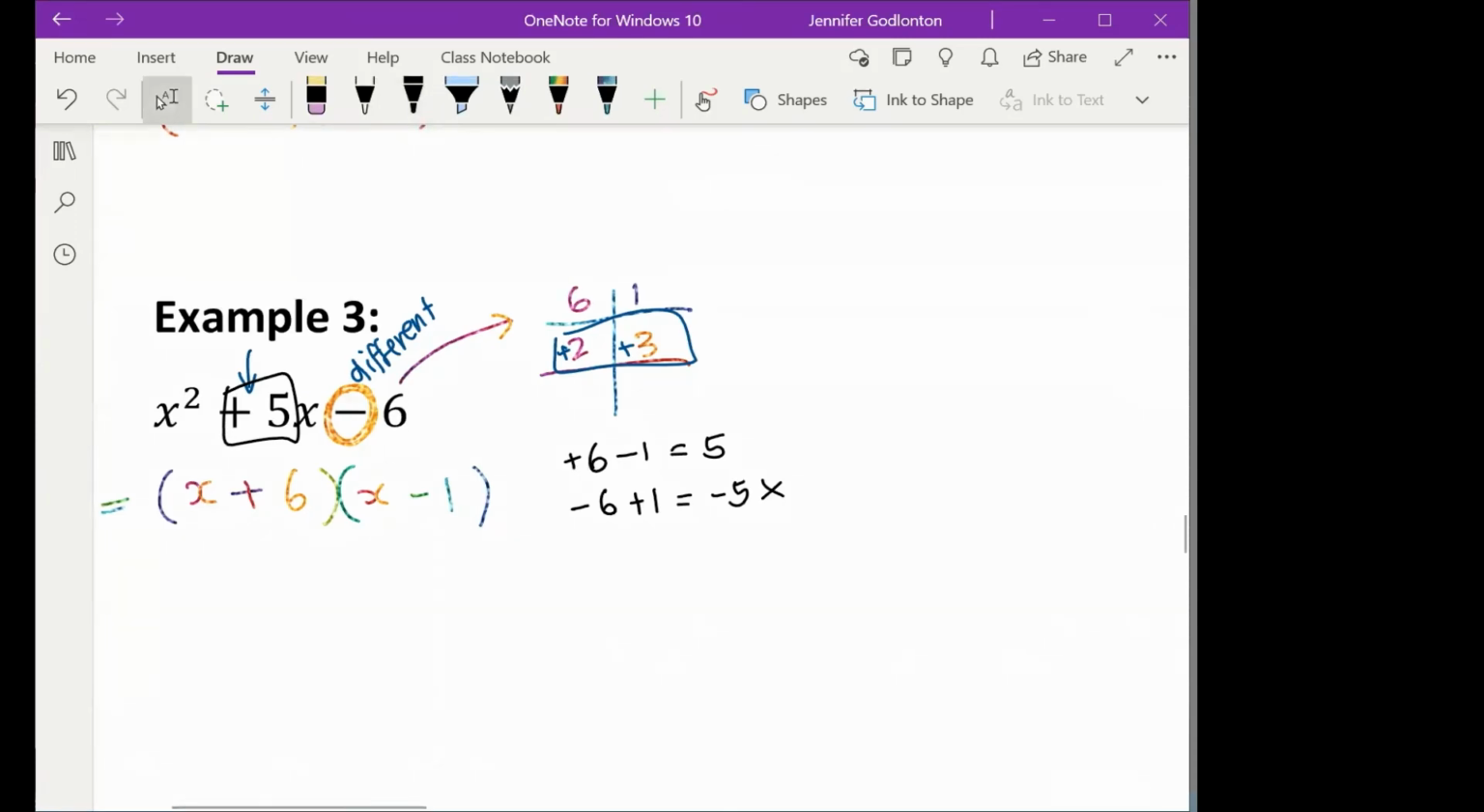Okay, sure. Okay, I'm going to write another one for you here. I'm going to say x squared plus 7x plus 12.